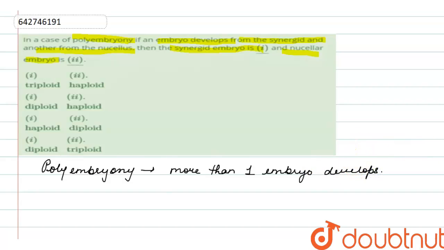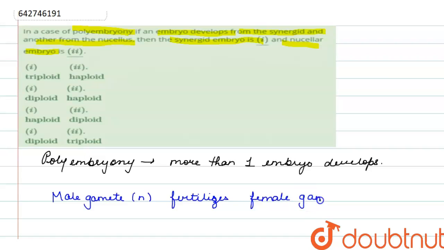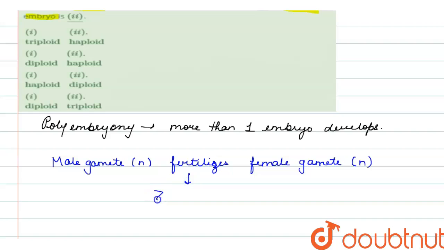Okay. Now generally embryos are formed when a male gamete that has n number of chromosomes fertilizes with a female gamete that also has n number of chromosomes, right? Now they both fertilize and they form a zygote that has diploid number of chromosomes, that is 2n in number.